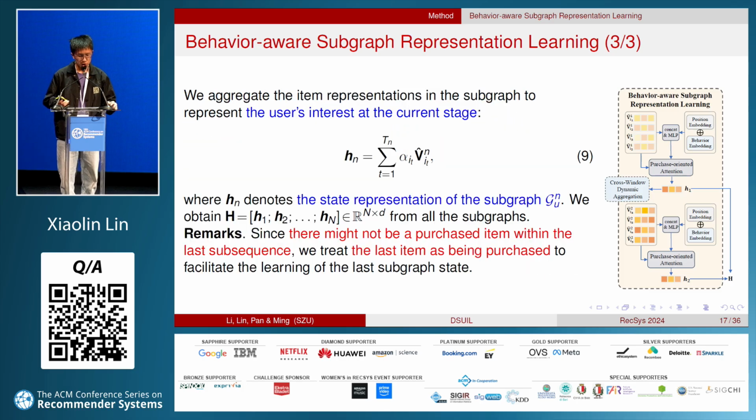Then we aggregate the item representation in the subgraph to represent the user's interest in the current stage. And this H is what we just mentioned, the state representation. Note that there may be no purchase item in the last subgraph, so we need to treat the last item as the purchase item so as to learn the last state representation.